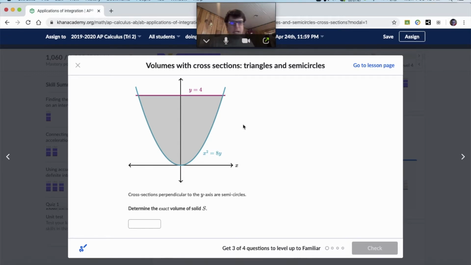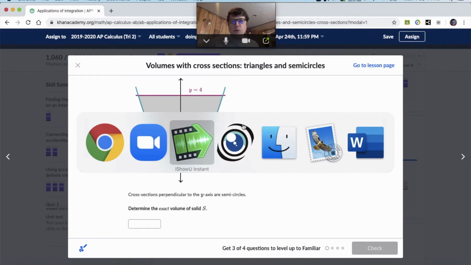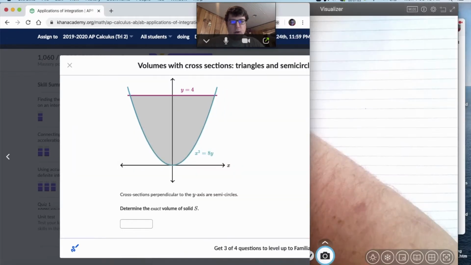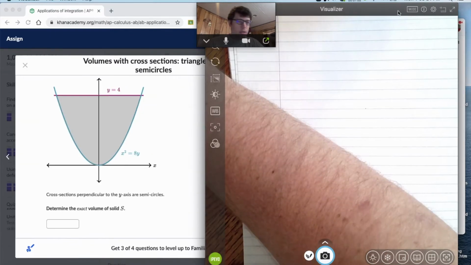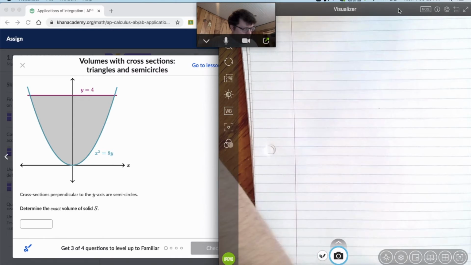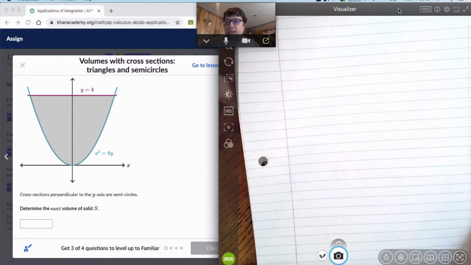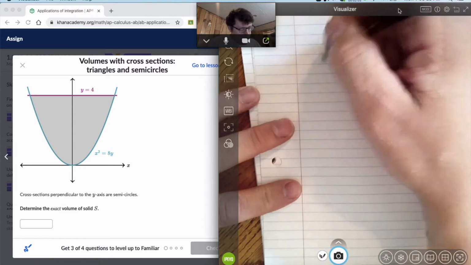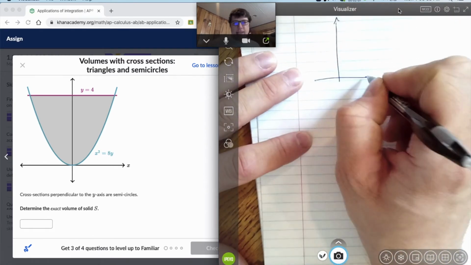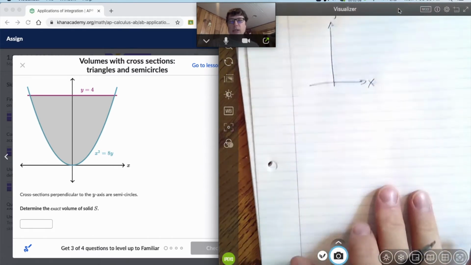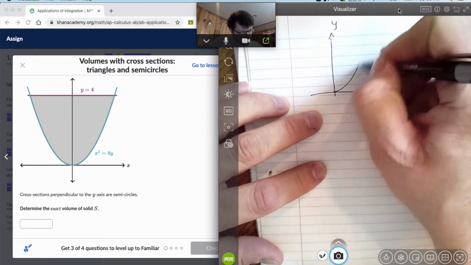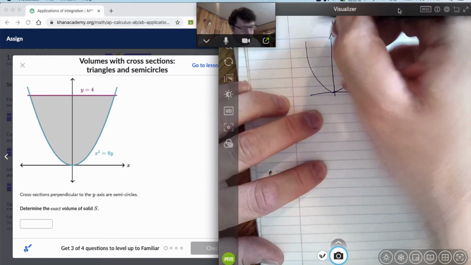Trying to get an idea. I think I might need to draw this one out. So let's just bring up Visualizer here, where I have the document camera, lovely arm, ready to do some work. Okay, so capturing what I see: a perpendicular y-axis to the x-axis, a little bit of labelage there. There's a parabola shape, something like that, cut at the top.